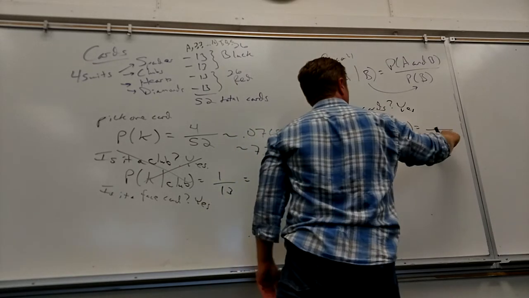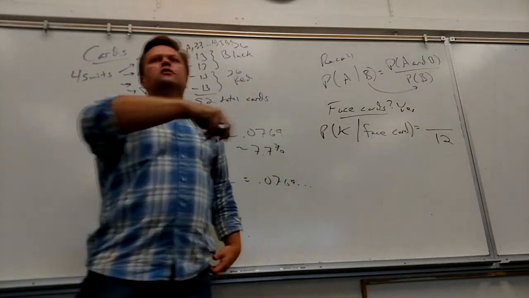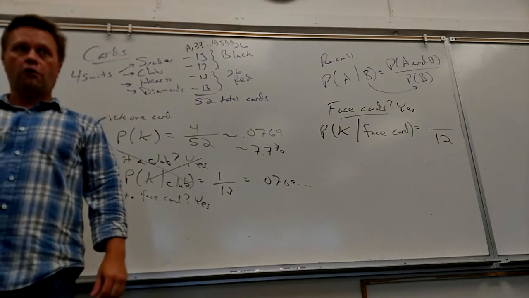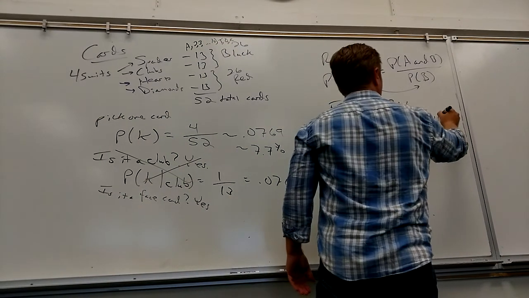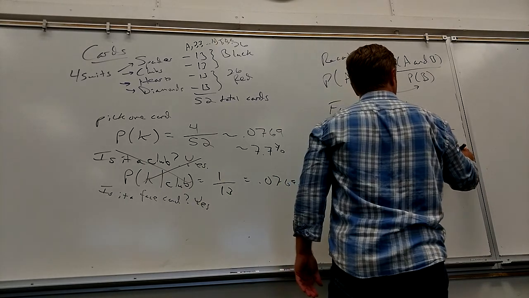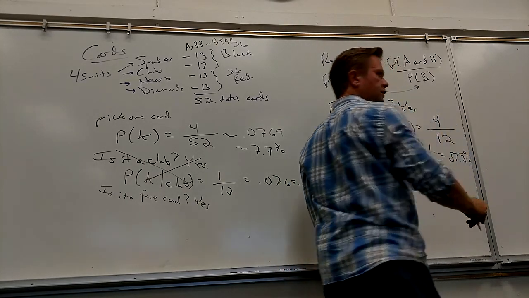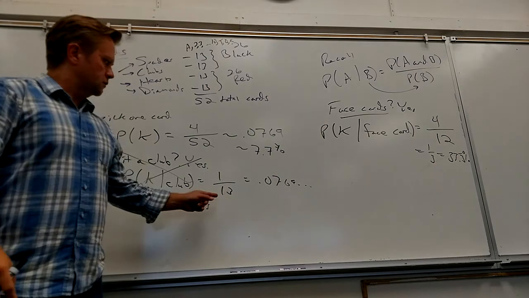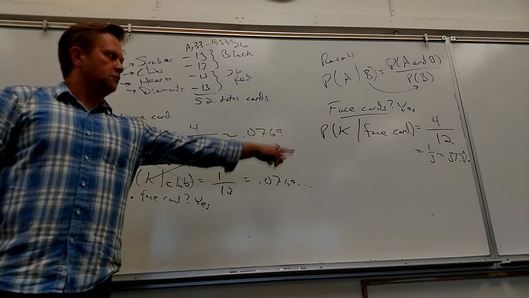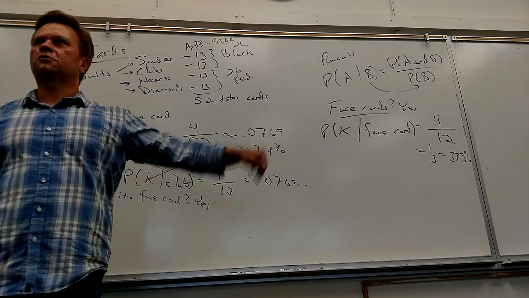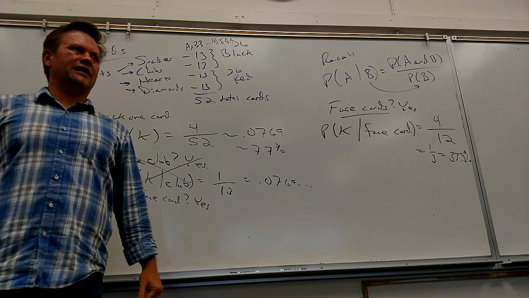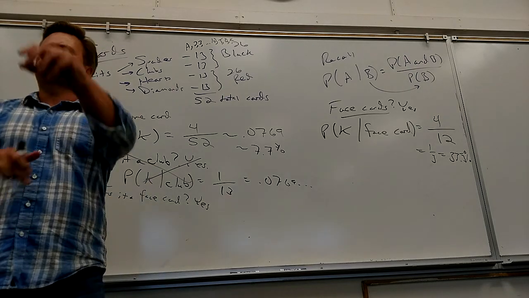Well, how many face cards are there? 12. How many of those face cards are kings? 4 of them. So now you got a 1/3 chance. You got a 33.3 repeating percent chance. You just multiplied your probability by a little more than 4. 4 times as likely to make money on this. You guys?